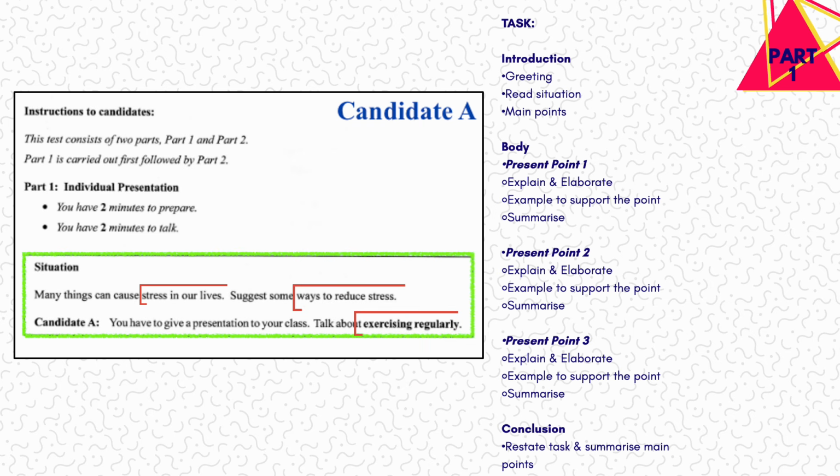This structure is essential for clarity and coherence. Let's look at the structure bit by bit. In the introduction, you should greet the examiners and the candidates, read or paraphrase the situation, state your main points clearly. In the body of your presentation, you should present point 1, explain and elaborate it, give an example, and summarize. Do the same for points 2 and 3. In the conclusion, you should restate the task, summarize your main points, and lastly, thank the examiners.